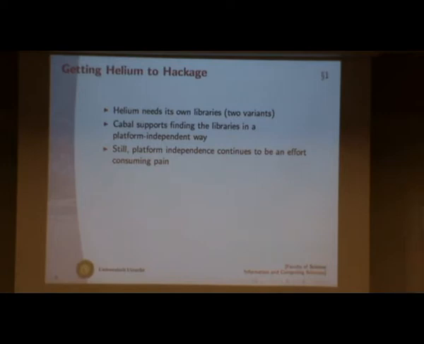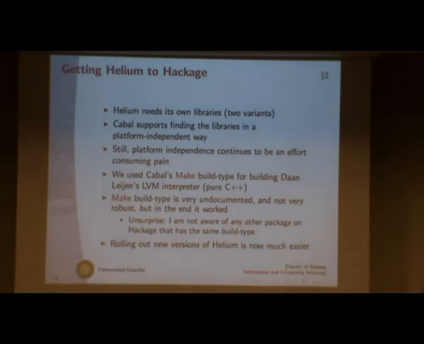Of course, platform independence in other places is still a pain. So we still discover all kinds of slashes somewhere that should be platform independent path separators, blah blah blah. One thing we did run into is that we use Cabal's make build type for building Daan Leijen's LVM interpreter, because the LVM interpreter that Daan made, and I'm not going to rebuild it, is pure C++. No Haskell at all. And so you need a configure script, make, blah, blah, blah. And the make build type is very undocumented. In fact, I think I checked on Hackage, there is no Cabal package besides this one that has the make build type.